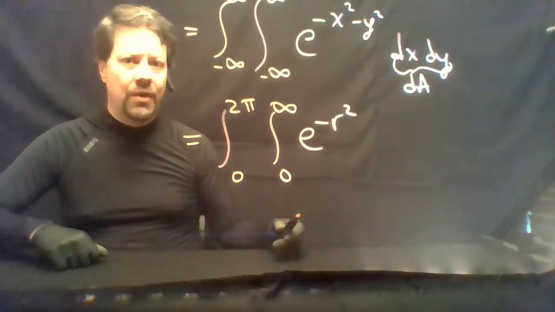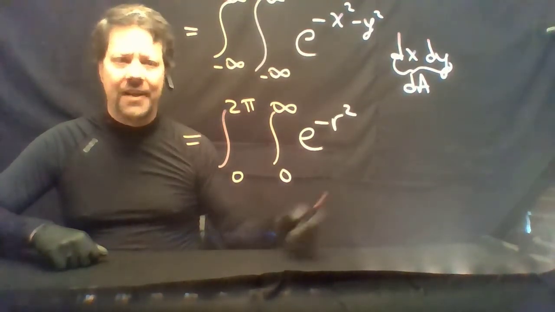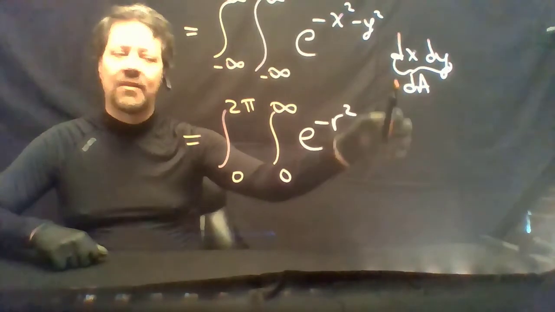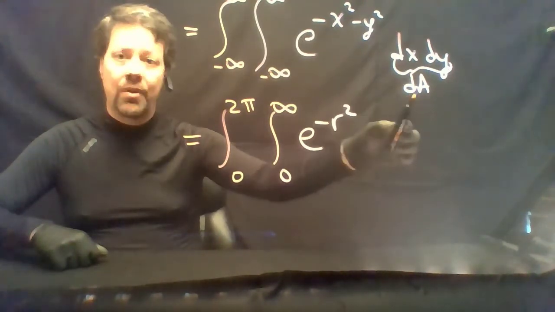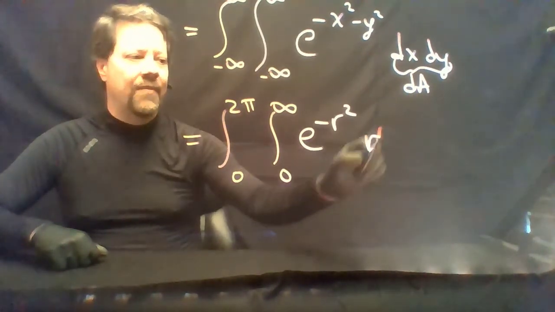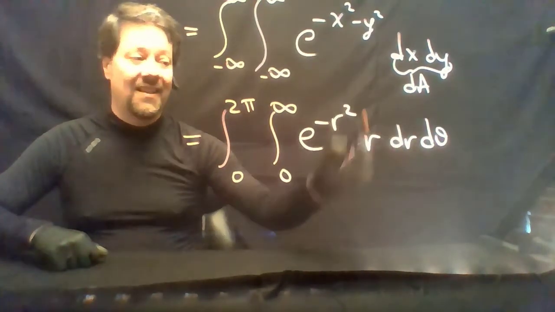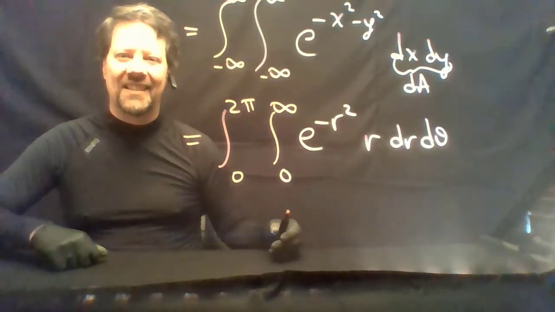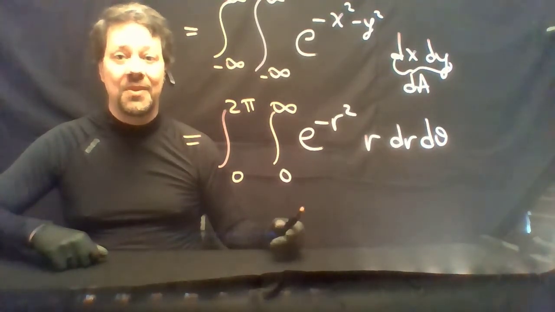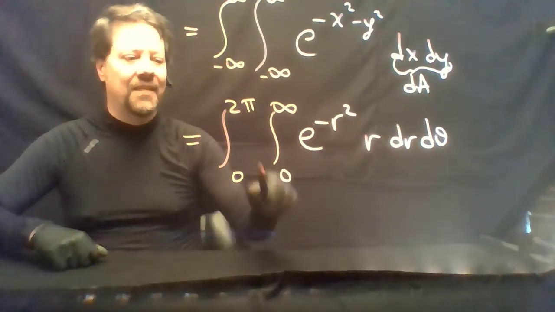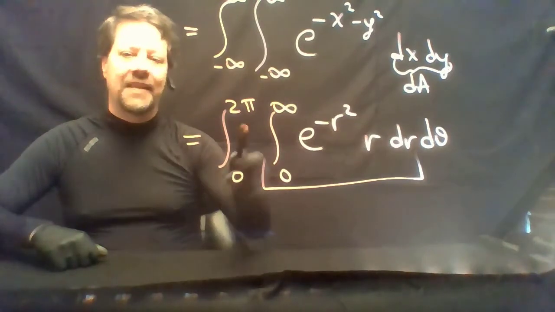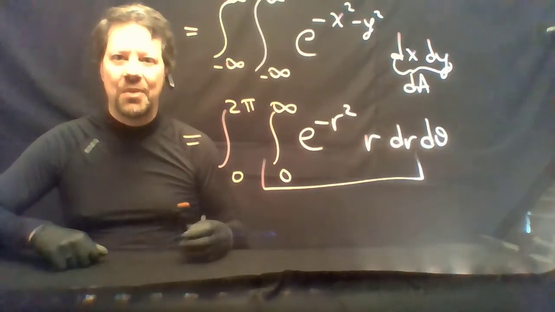The integrand transforms as e to the minus r squared. So far, no real advantage. The real advantage comes when I translate the rectangular element of area to the polar element of area, r dr d theta. Now I have the derivative of something lying around. I can use u substitution to evaluate this integral, and what is more, for the outer integral, I get 2 pi for free.